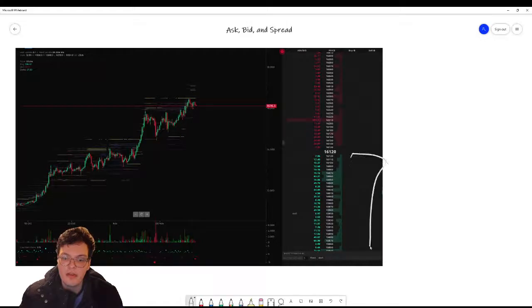So these are the bids down here, and these are the asks, right? When you look at an order book like this, what you're looking at is different levels and how much is for sale at a certain price and how much is willing to be bought at a certain price. So these people down here are the bidders.